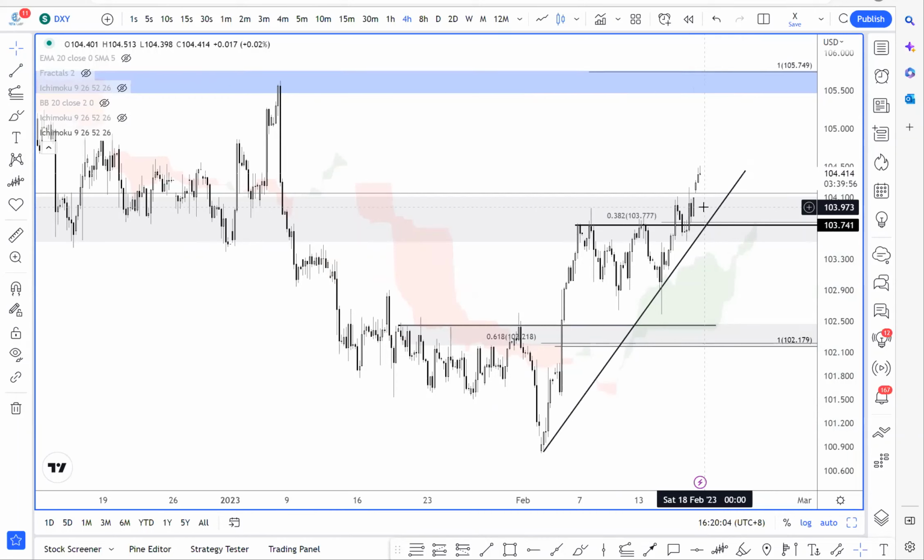Okay, so let's take a look at another pair. And if you guys have any questions on the pairs, do put them in the comments. So let's take a look at euro dollar.